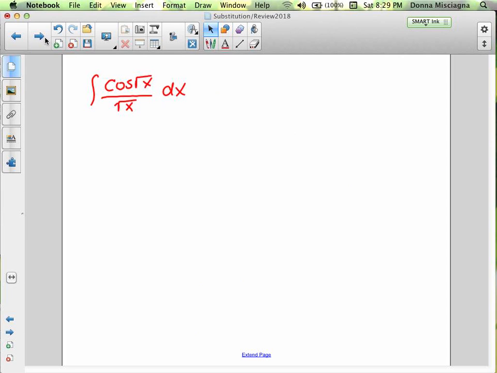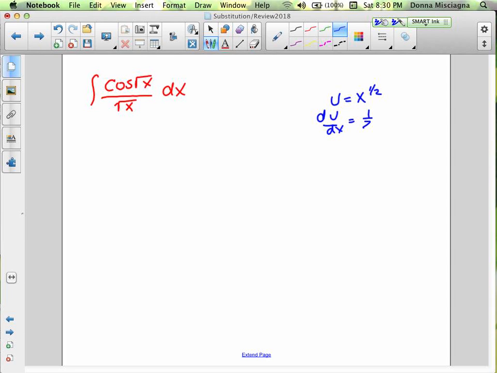All right, so here cosine's not raised to a power. What's raised to a power? It's x. All right, and so our u should be what's raised to a power. All right, so u is going to be, I'm going to write that as x to the 1/2. Right, so du/dx equals 1/2 x to the negative 1/2.